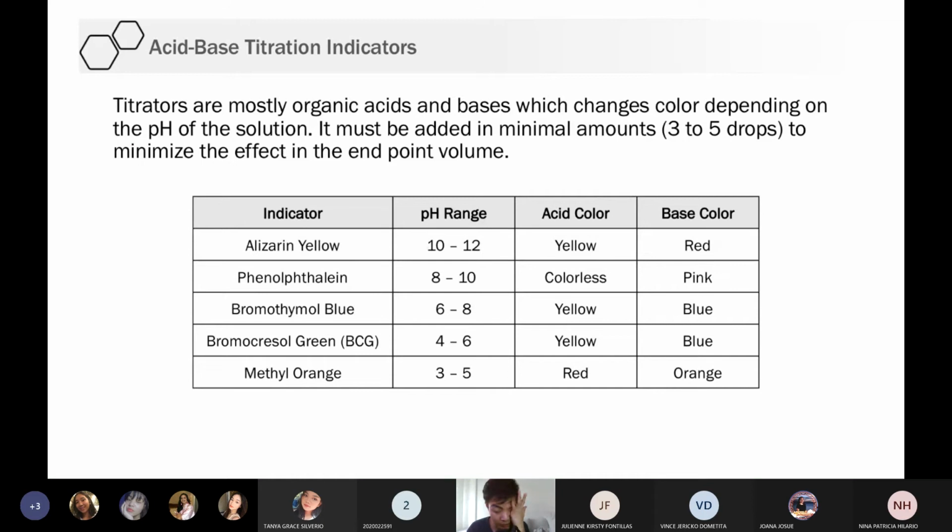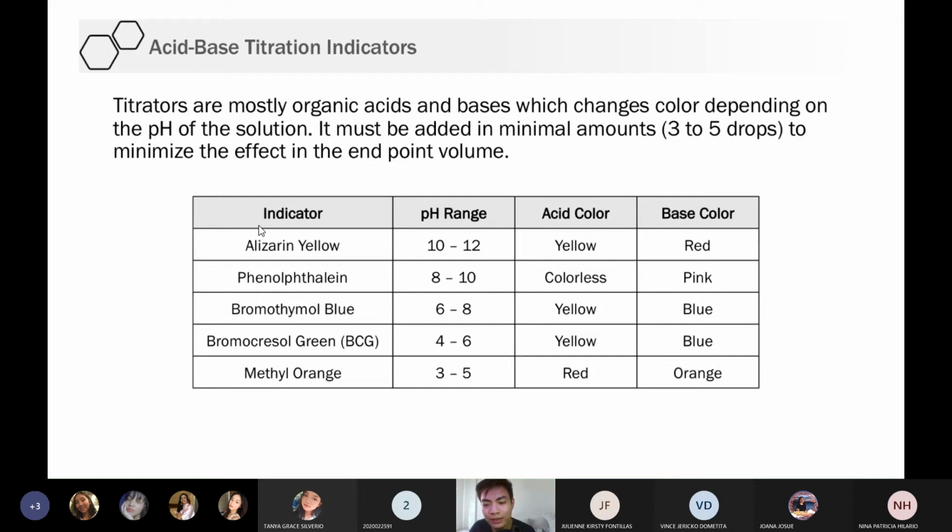Let's talk about indicators. So this has been discussed in the lecture, I believe, kung nakapag-discuss na kayo sa lecture niyan. When you say indicators, these are chemical substances that change color depending on the pH value. And organic substances sila. So ibig sabihin sila ay mga big molecules, mga organic molecules.